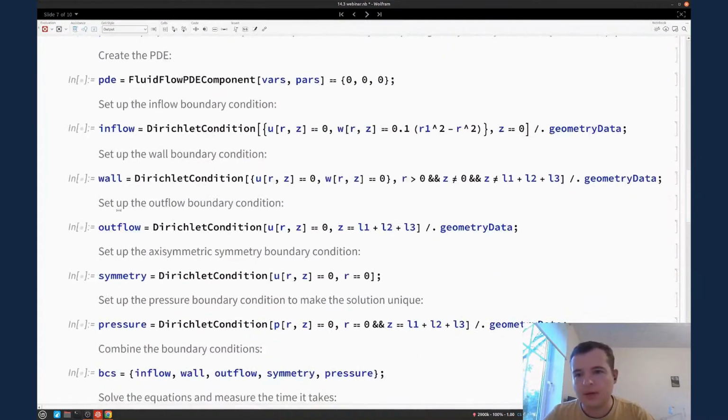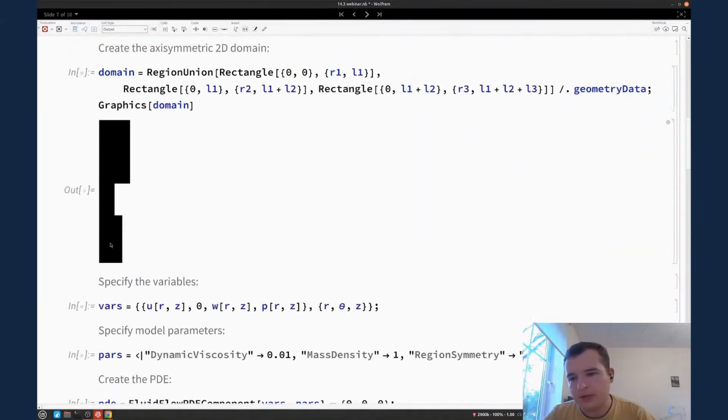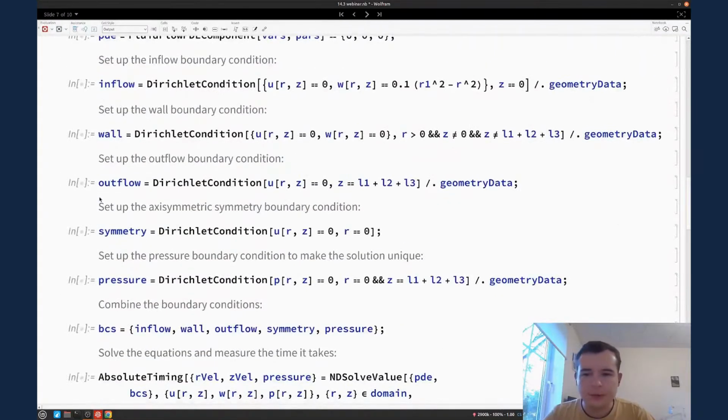Next, we have the outflow boundary condition and also this axisymmetric symmetry boundary condition, because we do not want to have any flow across this axis of symmetry. And the last boundary condition that we have is this boundary condition for pressure, because otherwise we would have infinitely many solutions. So fixing this pressure at one point gives us a unique solution.